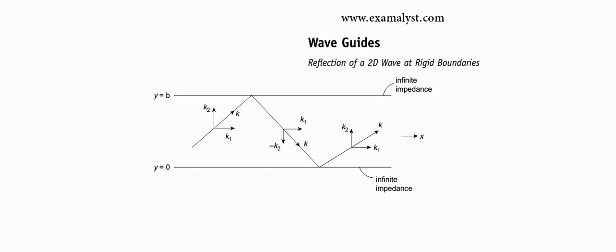So in this lecture we'll talk about what happens when you have a 2D wave and you confine the 2D wave in boundaries. So y equals 0 and y equals b are two boundaries beyond which the 2D wave cannot go. Now imagine that you have a 2D wave and the 2D wave is traveling along this direction. Agreed?